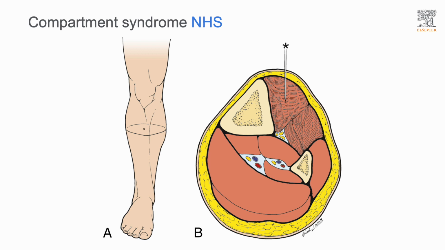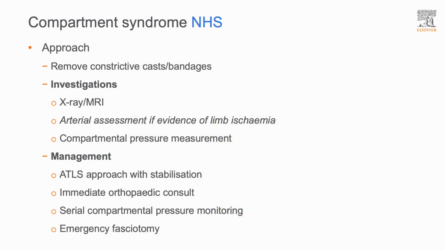This cross-section of the leg allows appreciation of the individual fixed fascial compartments, with increase in pressure in one of which can result in acute compartment syndrome. Here we can see evidence of tissue ischemia in anterior compartment syndrome. Management of acute compartment syndrome involves removing any constrictive casts or bandages, investigations to confirm the diagnosis, which can involve X-ray or MRI imaging, particularly if there is any associated trauma. Urgent arterial assessment with Doppler ultrasound or CT angiography is essential if there is evidence of limb ischemia, and Doppler ultrasound is typically used in the acute setting.